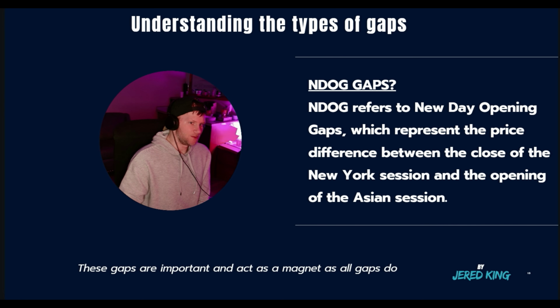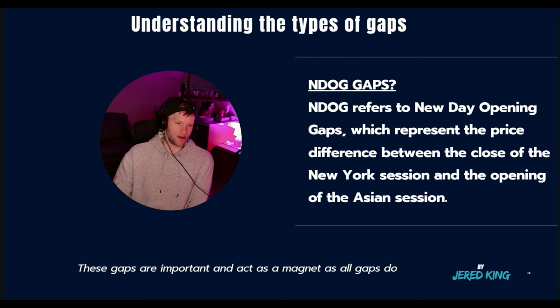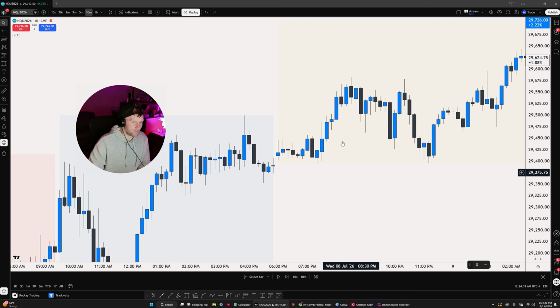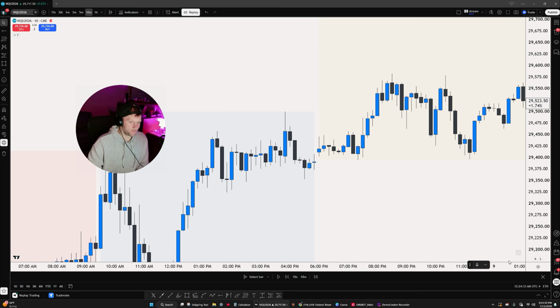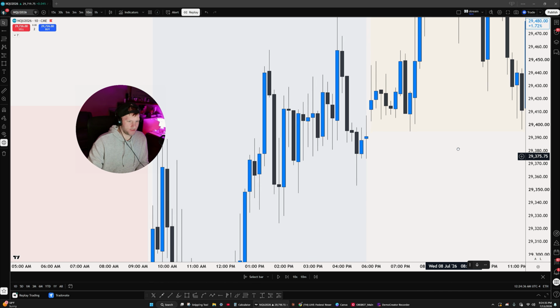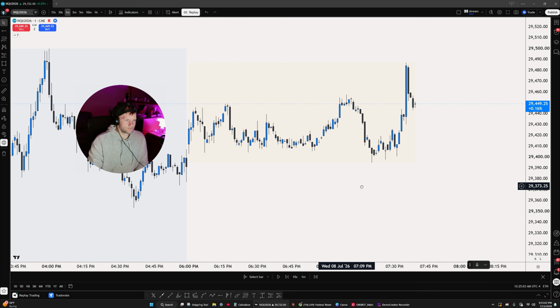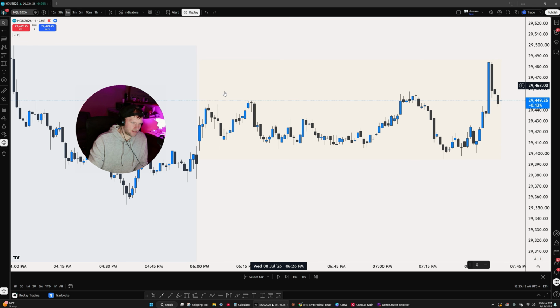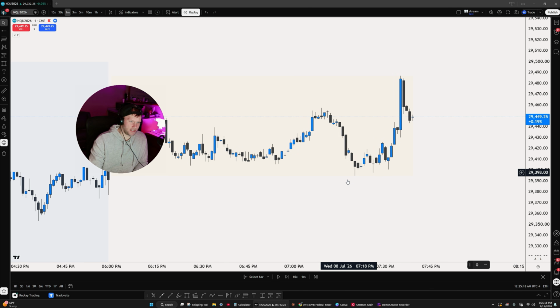All right, and then we have new day opening gaps, which are the difference between the New York session opening price or closing price and the Asia opening price. Okay, so right here we have a pretty good example of one offering support. Let me zoom in a little bit so we can look at this more. Okay, so here it is. Price had closed here and opened up there and created a gap in the price. And then you can see it fills in that gap right here, offering a great opportunity to go long once the gap is filled.